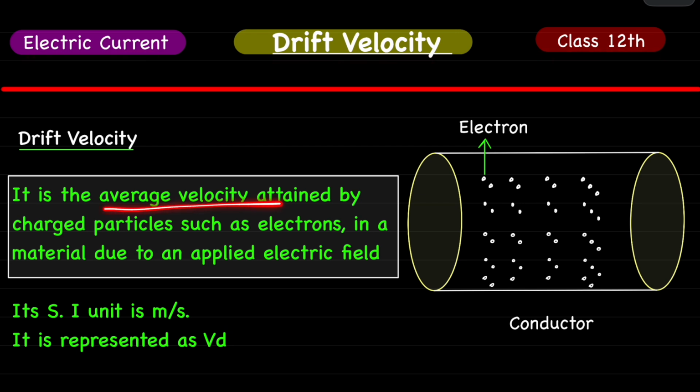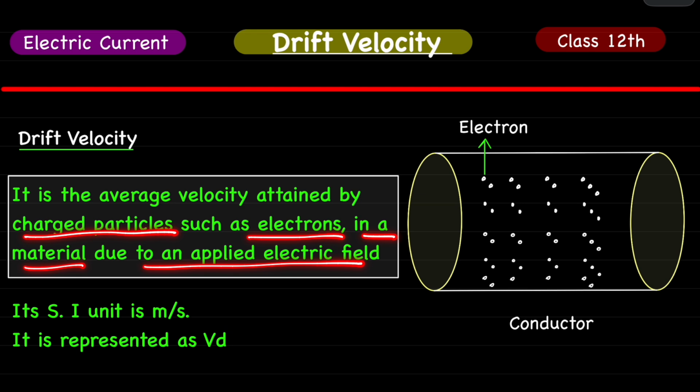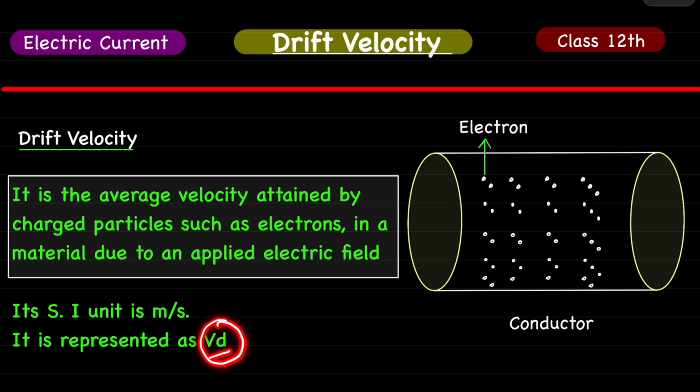It is the average velocity attained by charged particles such as electrons in a material due to the applied electric field. So here the key point is electric field. Its SI unit is meter per second and symbolically it is represented as Vd, V for velocity and a small d for drift. So let's understand this concept in detail.